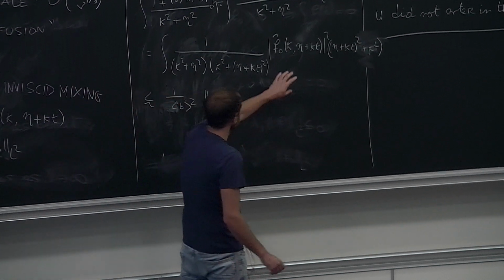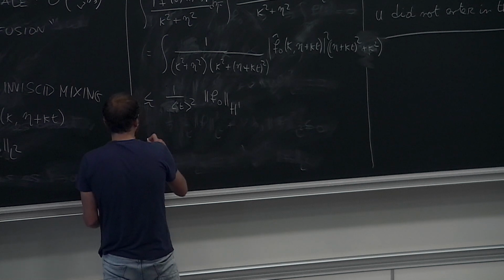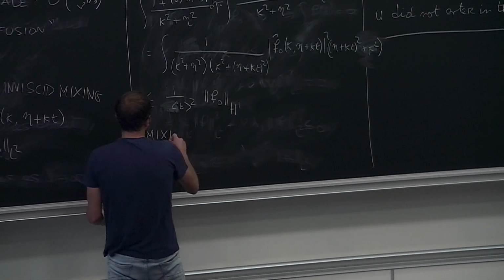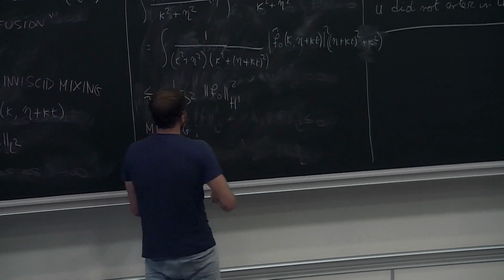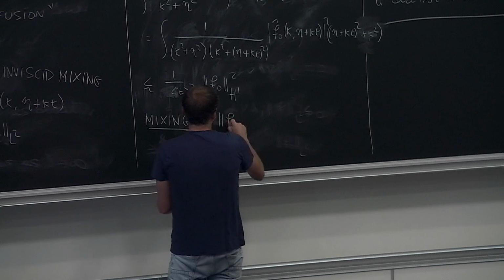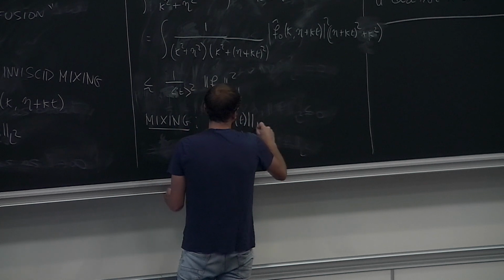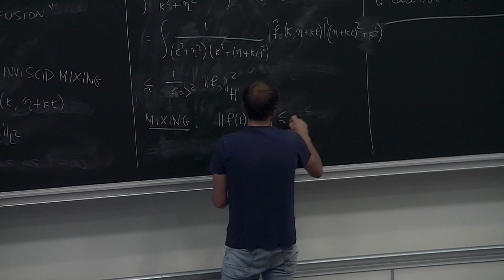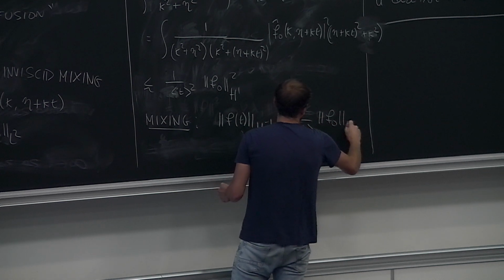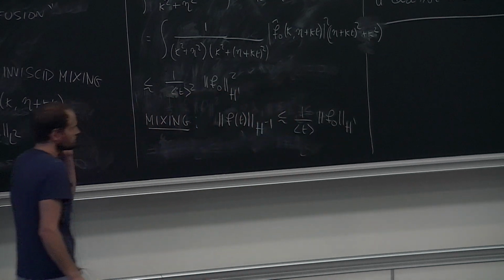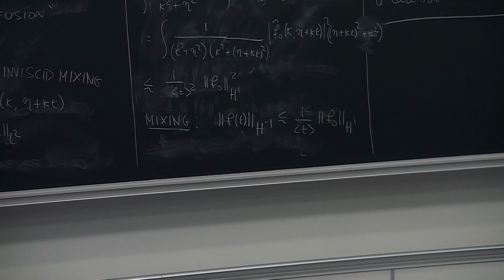Oh, okay. This is the bound, but I was about to write. So the mixing estimate is that f of t in H minus 1, now without the square, is less than or equal to 1 over t times f0 in H1. OK? So just checking the time, sorry. OK.